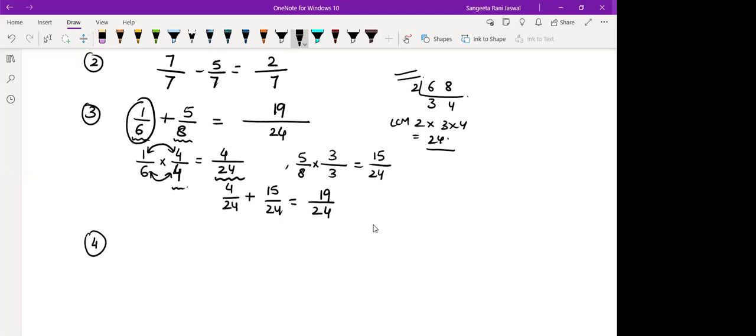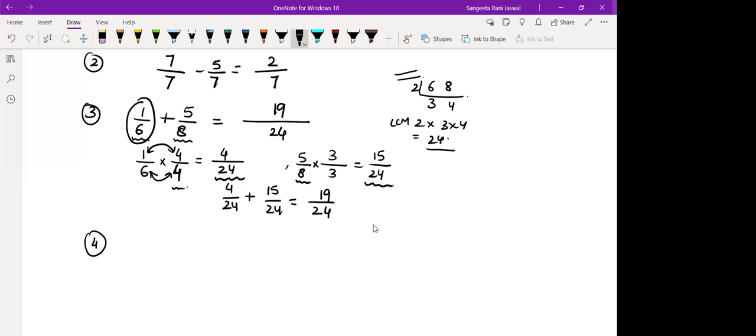Now, in the same way, we have to convert this 5 by 8 also with denominator 24. So, what will I do in this case? How can I make this 8 as 24? I will multiply this with 3. 8 into 3 will give me 24. And the same number I will multiply with the numerator also.